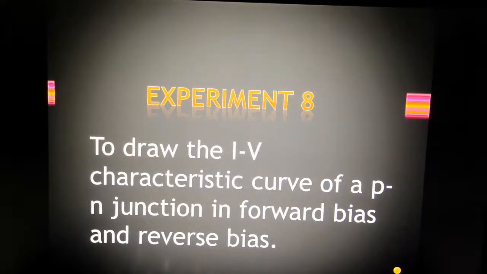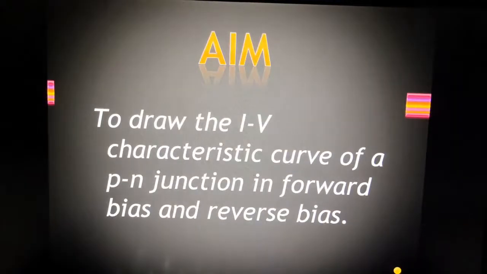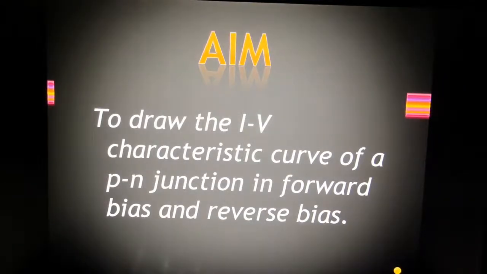Experiment 8. Aim: to draw the IV characteristic curve of a PN junction in forward bias and reverse bias.